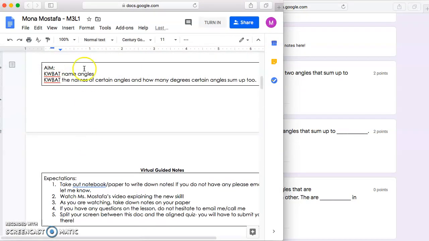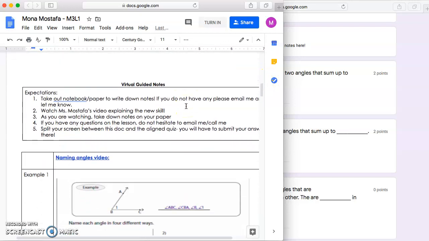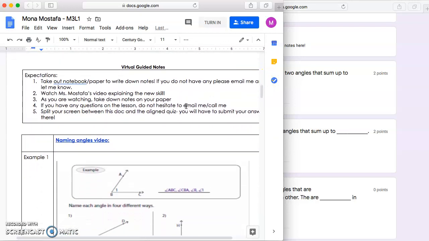Okay, cool. So today your aim is that you're going to learn how to name angles, and you're going to learn the names of specific angles and how many degrees certain angles sum up to. So it's kind of like the start of geometry a little bit.